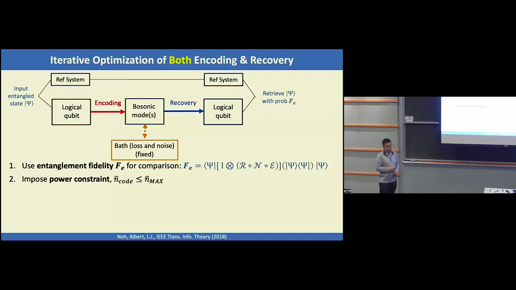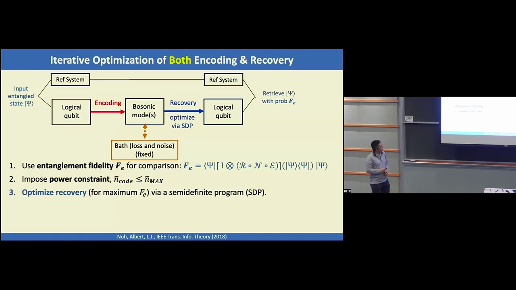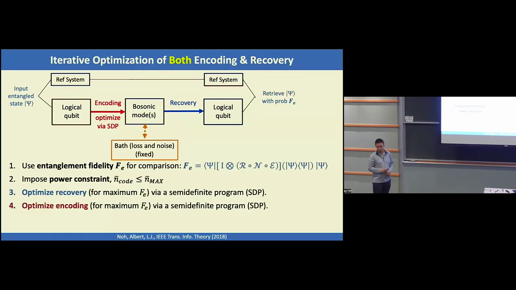And because we're doing this numerically, we also need to put some upper bound on the average photon number for the code. So what one can do is the following. Let's fix the encoding, and we can use a semi-definite program to optimize the recovery. And then we can fix the recovery and optimize the encoding. And we can alternate the optimization between encoding and recovery.